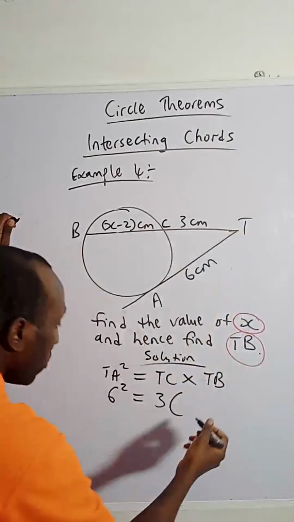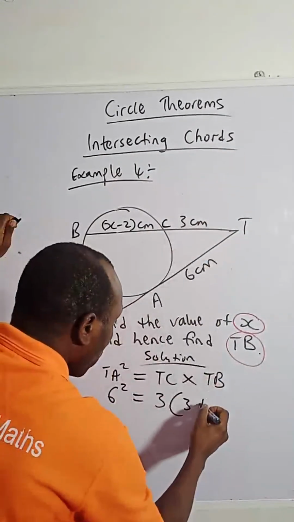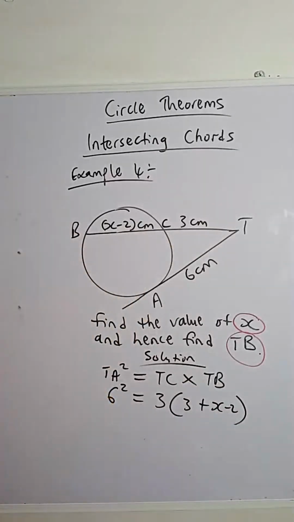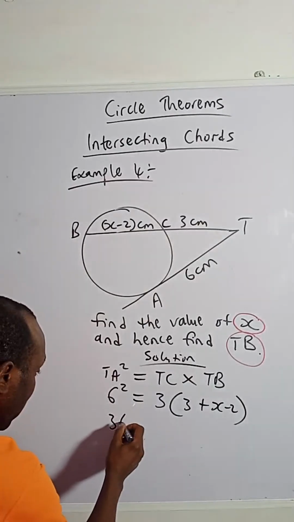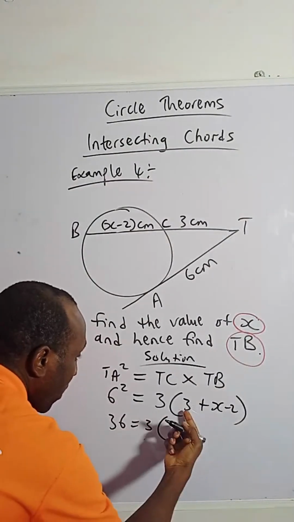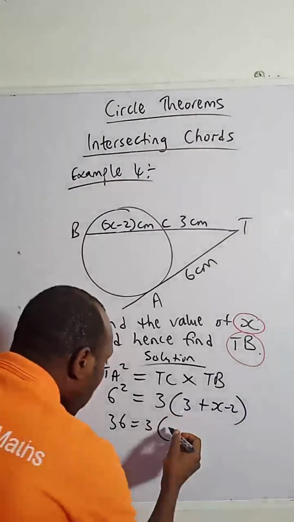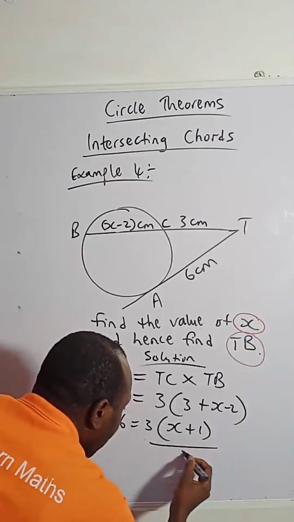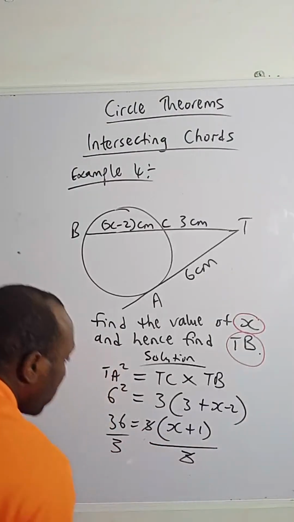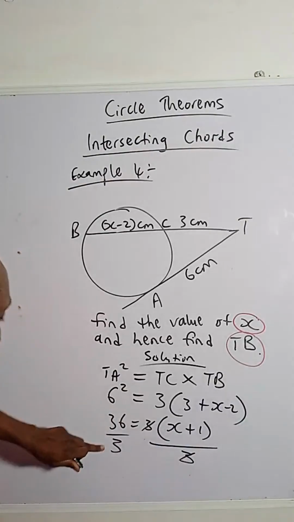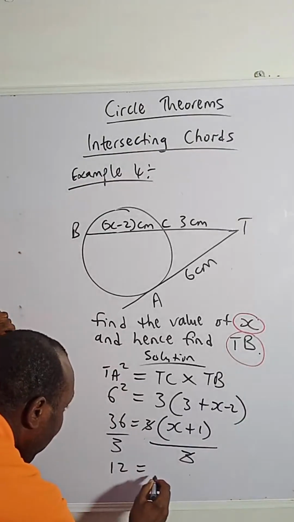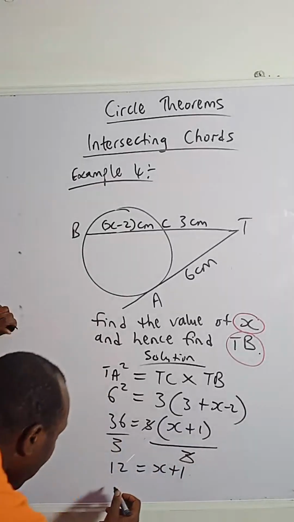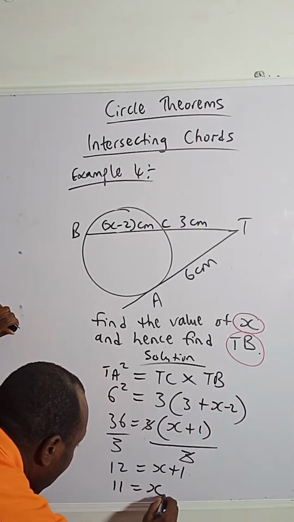From T to B, you have to add 3 to what? x minus 2. Yes, this is what you're going to have. 6 squared is 36, and then this is 3 minus 2, which is 1. You have x plus 1, all right? If you divide both sides by 3, 3 cancels 3. 36 divided by 3 is 12, and that's equal to x plus 1. When you subtract 1 from both sides, you have that 11 is equal to x.